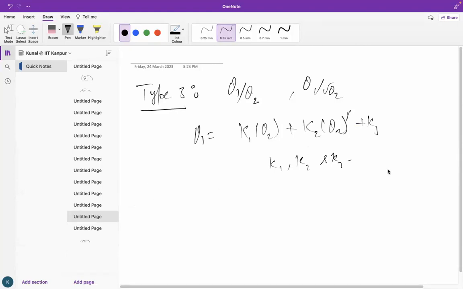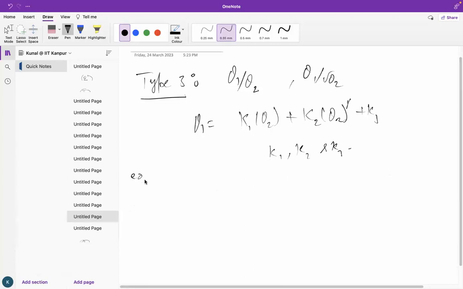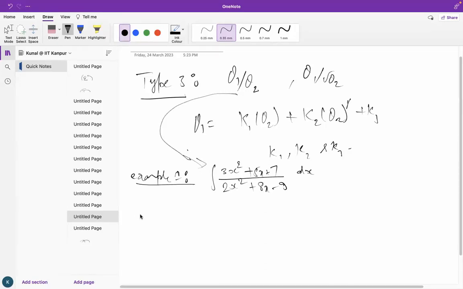So take an example, example 1. Our integrand looks like 3x square plus 5x plus 7 divided by 2x square plus 8x minus 9 dx. Right? So what we have observed here is that our integrand looks like quadratic by quadratic form. So I have to write the quadratic function in the numerator. This is our quadratic one. This is our quadratic two. I hope you will analyze this from this expression as well.